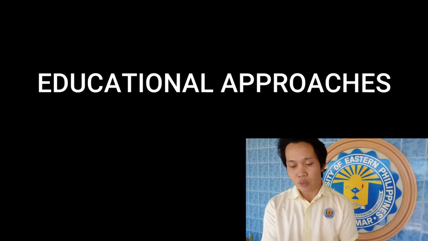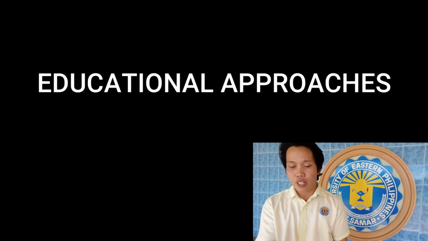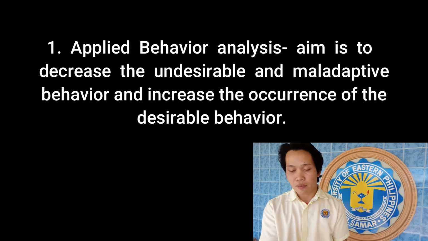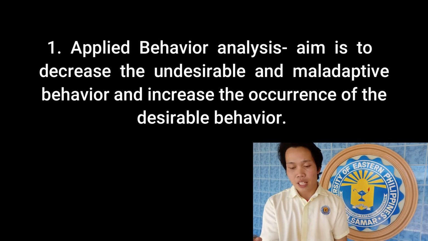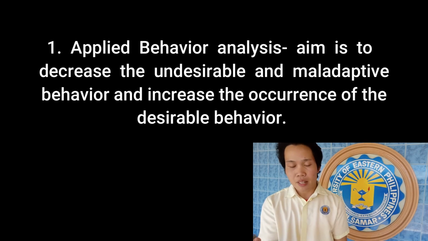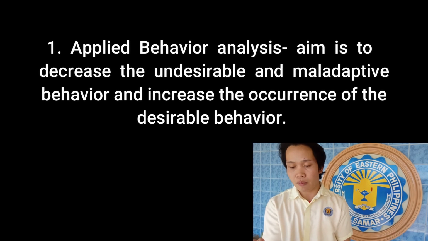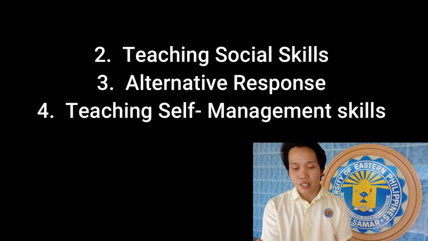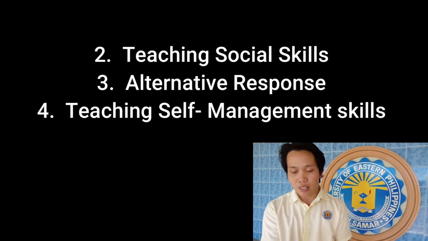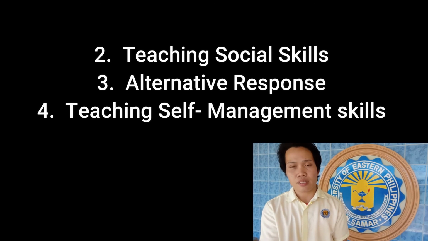So, let's come now to educational approaches. There are four educational approaches. The first one is applied behavior analysis. The aim is to decrease undesirable and maladaptive behavior and increase the occurrence of desirable behavior. Second is teaching school skills. Third, alternative response. Fourth, teaching self-management skills.